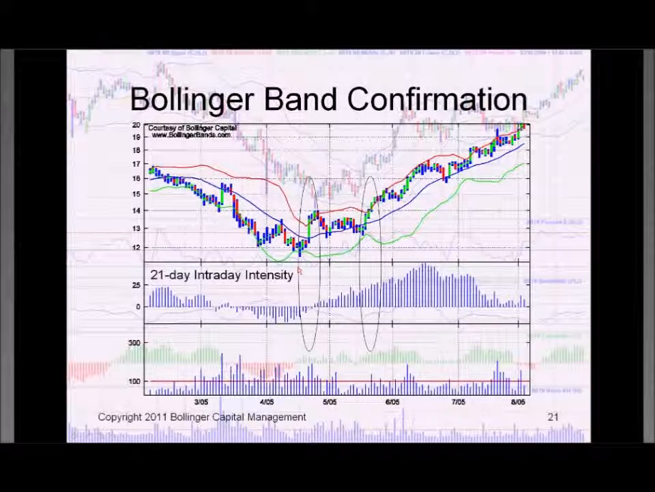I hope you can see my mouse here. Is that visible to everybody? Little mouse pointer? Anybody? Hello? Yes, we can see that. Okay.